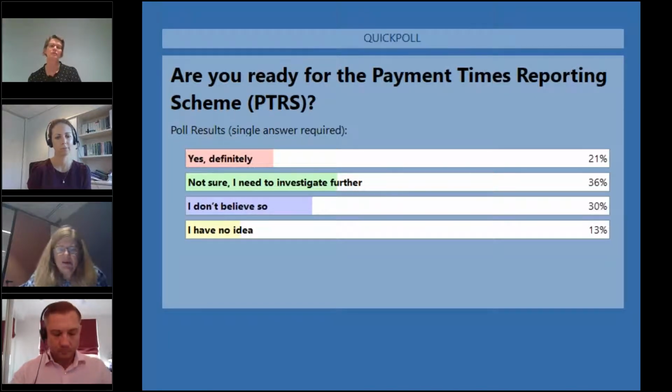Absolutely. And Marie, I think the key thing is the systems, right? And that's where you help a lot of clients. So I think 21%, and most people actually voted, 21% said, absolutely, we're ready for it. A number said, not sure, don't think so. So definitely, I think we've uncovered a bit of a hot issue here, Marie.